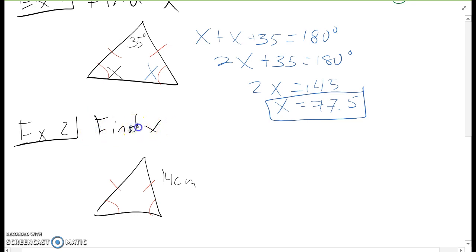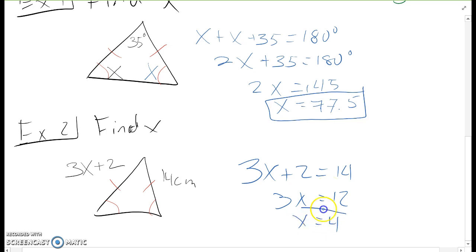If I want to find x for this guy, and let's say that 3x plus 2 is my other side there. So if I was given that and I wanted to find x, then I can use that property that these two things are congruent. And just like stuff that we've been doing for a while now, I can say 3x plus 2 equals 14, and then subtract 2, and I get 3x equals 12, and that means x equals 4. So really nothing insane there.